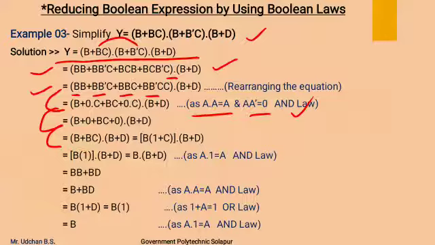Now from this term b plus bc, the b variable is taken common, inside the bracket 1 plus c will remain, and we will get the equation like this.